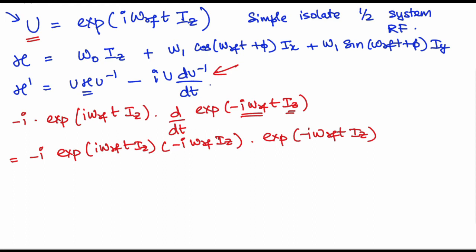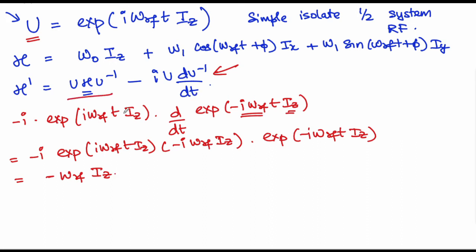And you are able to immediately observe these are inverses of one another, so therefore you're going to end up getting 1. And you have minus of a minus, which is going to be plus i squared, which will be minus 1. Therefore, you're going to end up getting minus omega_r Iz. Okay, so we are done with the second part. Now we'll go to the first part.